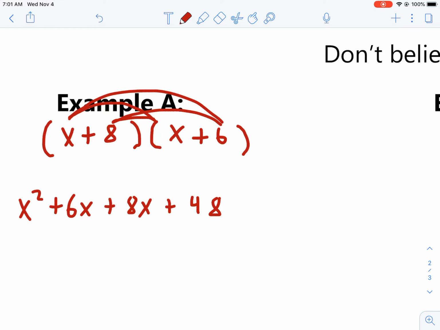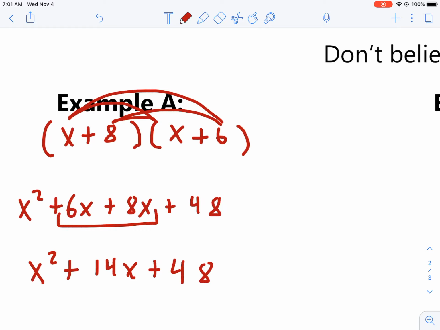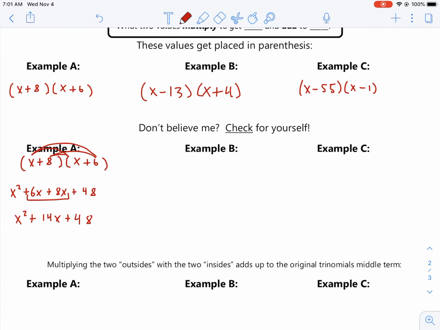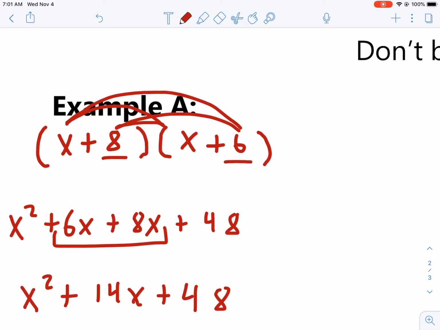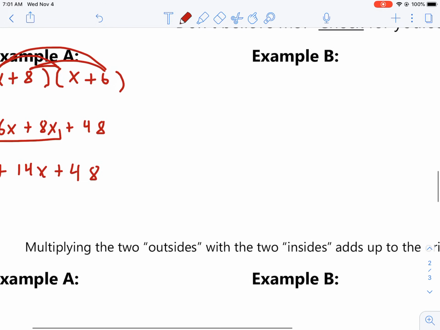So what's happening here? How are we getting b and c? Well, b and c are going to be just these two terms added together, because we combine like terms. So 6x plus 8x makes 14x. And then we have plus 48. How did we get 48? We multiplied 8 times 6. So the way to get the middle term is that you're adding these two numbers together when combining like terms, and the way you get your last term is by multiplying those two numbers. So that's why you're solving this riddle.